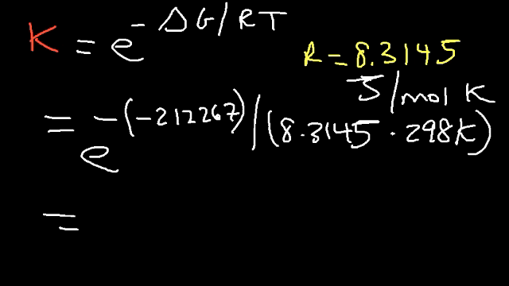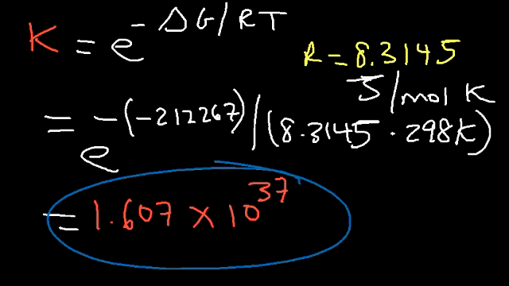So now let's calculate K. If you type it in correctly, you should get a very large number, 1.607 times 10 to the 37. And we expect that K should be large because the cell potential was positive and delta G was negative. We said that it's going to be product favored. And whenever you have a product favored situation, K is going to be very, very large. And so that's why it's a huge number.